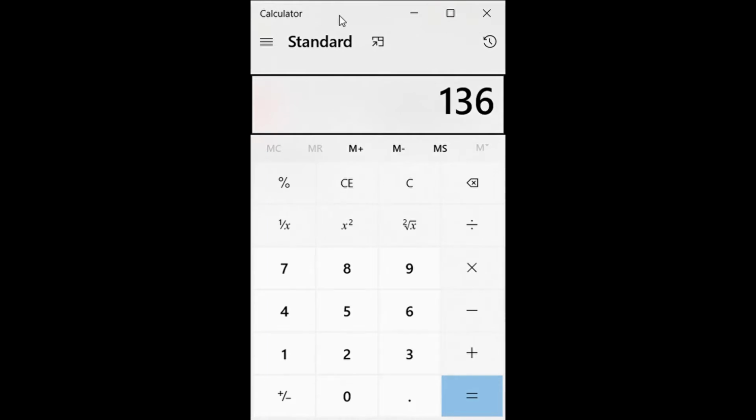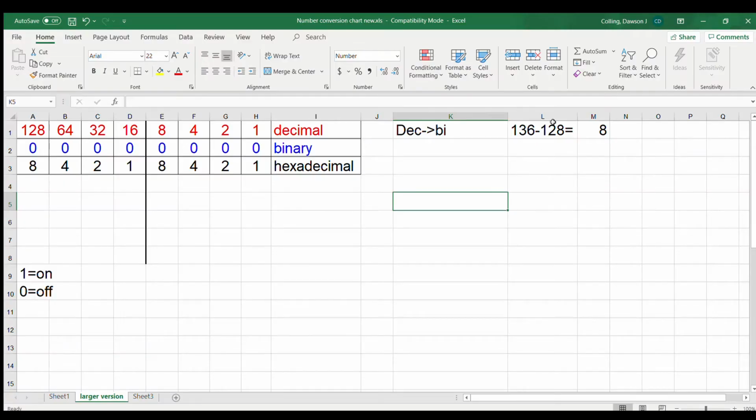So 136 minus 128 comes out to be 8. So since our answer turned out to be a positive number, in this row, we put a 1. Moving on, the next value in the decimal row is 64. Now I can guarantee you right now that's going to end up to be a negative number if we take 8 minus 64. So because of that, it's a 0 value. And it's the same case with 32 and 16. They will both end up being a negative number. So those two are also zeros.